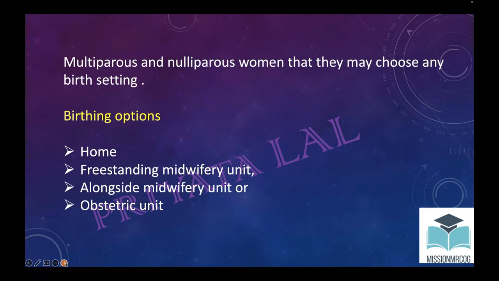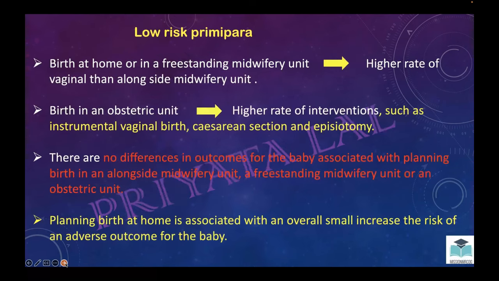Now, what do they say for the low risk primipara? For a primigravida patient, if the birth is done at home or in a freestanding unit, that means not attached to the hospital, then the vaginal birth rate would be higher compared to an alongside unit, because in an alongside unit it is in the hospital campus, so whenever there is a small problem, she will be shifted. So at home and in a freestanding unit there are very high chances of vaginal birth.